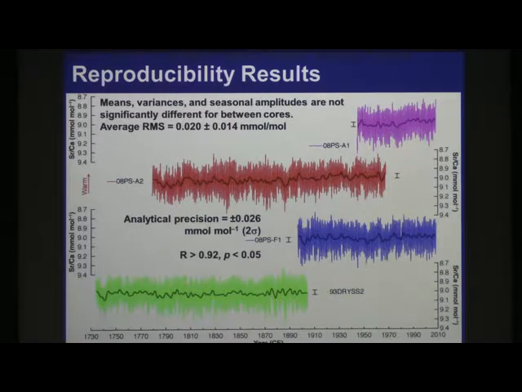So we don't see shifts in variance. We don't see shifts in the seasonal amplitudes. If we look at the average RMS difference between the colonies, it's about 0.2 millimoles per mole. Our analytical precision, 2 sigma, is 0.26. So my differences are less than analytical precision. So it's within the noise of how well we can measure strontium calcium.